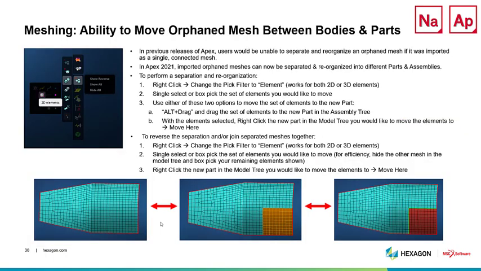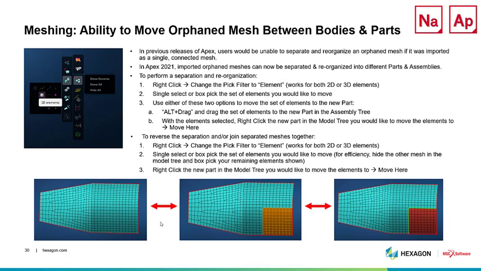Okay. Now, the ability to move orphan mesh between bodies and parts. This is something that was kind of hidden in the release, and we decided to really make it a capability here that everybody should know about. Okay, so you can see a clear example of this down at the bottom. You have an original mesh on the bottom left. You have a selection of elements, a sub-selection of elements, here.